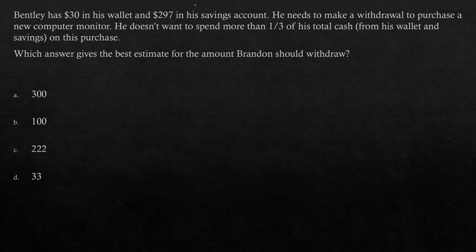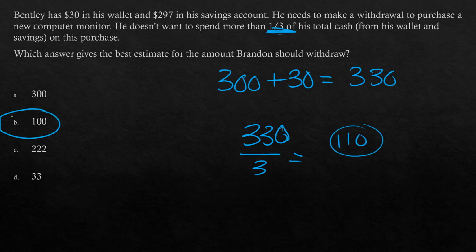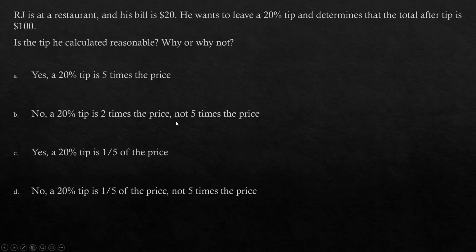Okay, well, 297 is very close to 300, right? So if I take 300 and add it to 30, I get $330. Now to find 1/3 of that, all I need to do is take 330 and divide it, not by 30, by 3, which will give me $110. Now 100 is very close to 110, so Bentley should withdraw around $100 for his new computer monitor.